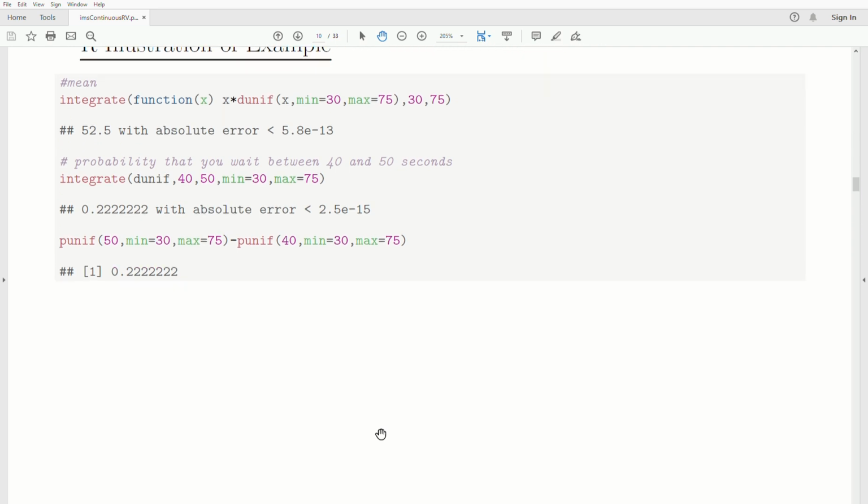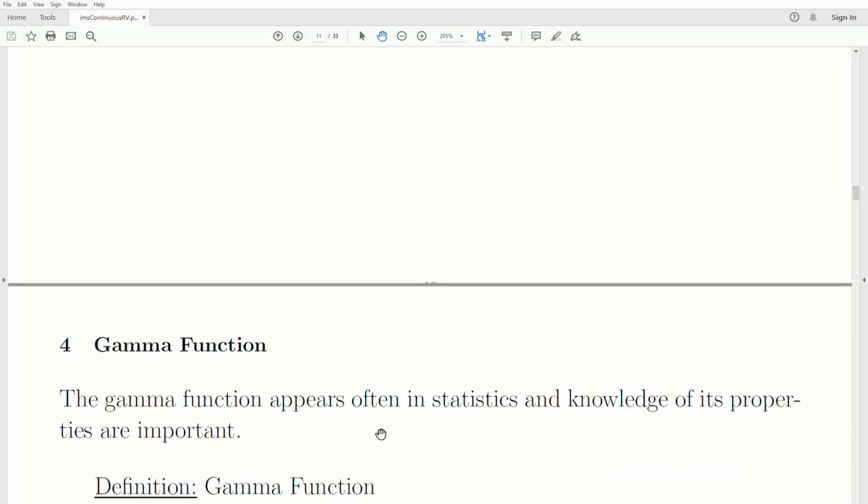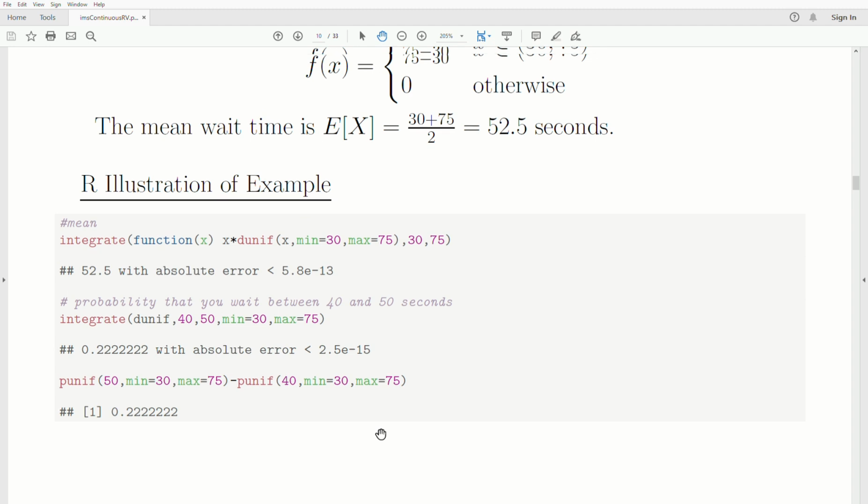Okay, let's see what the next video will be. It will be the gamma function, which is different from the gamma distribution. We're going to look at the gamma function first.